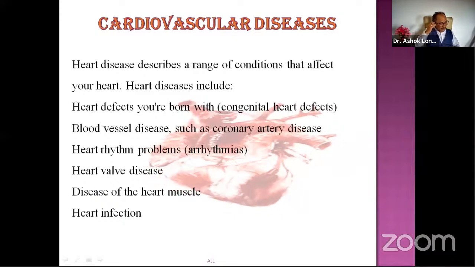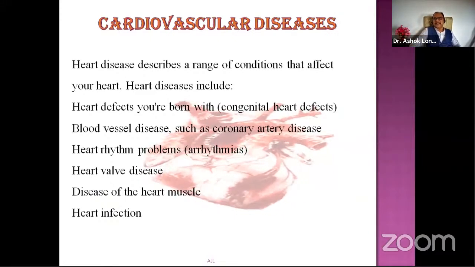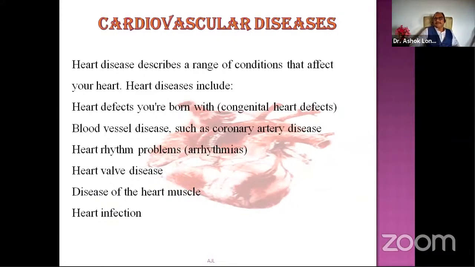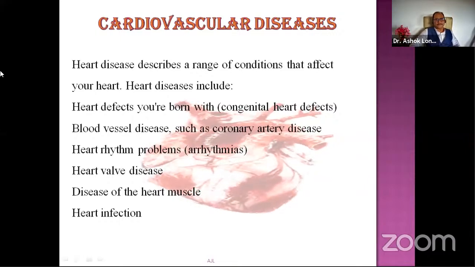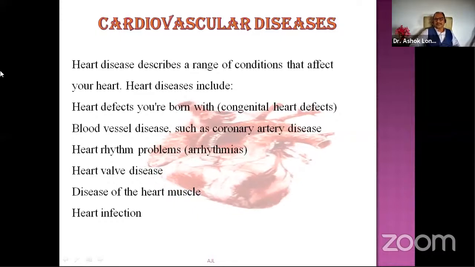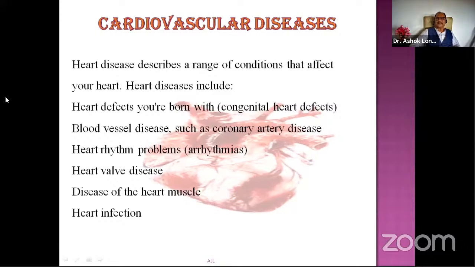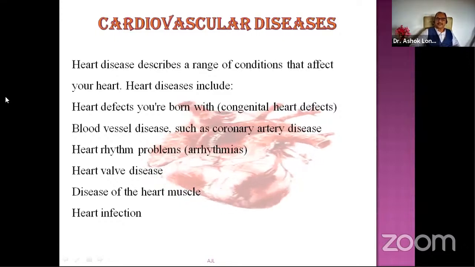Now, what are the cardiovascular diseases? There are many diseases. As there is a structure, it has an abnormality also. That totally depends on the embryological development. The heart disease, let us read this.